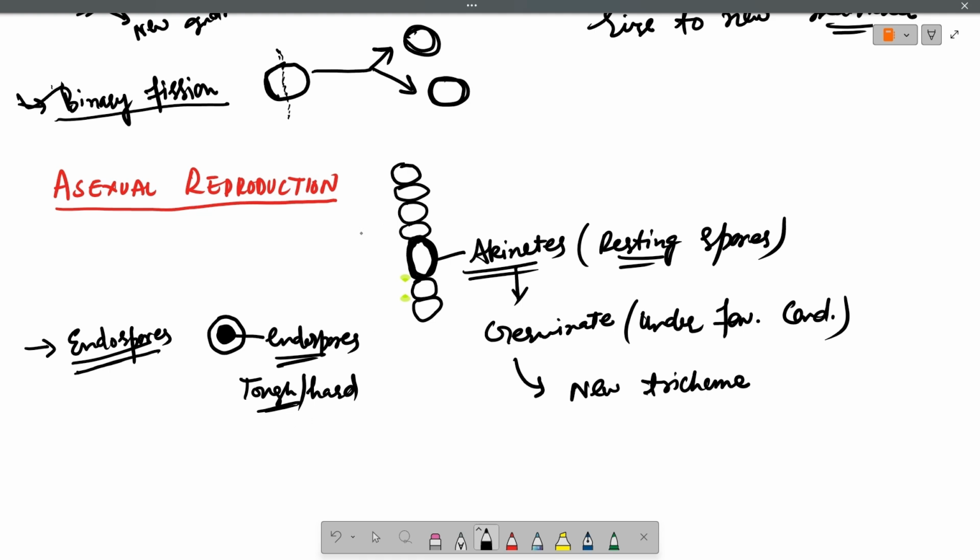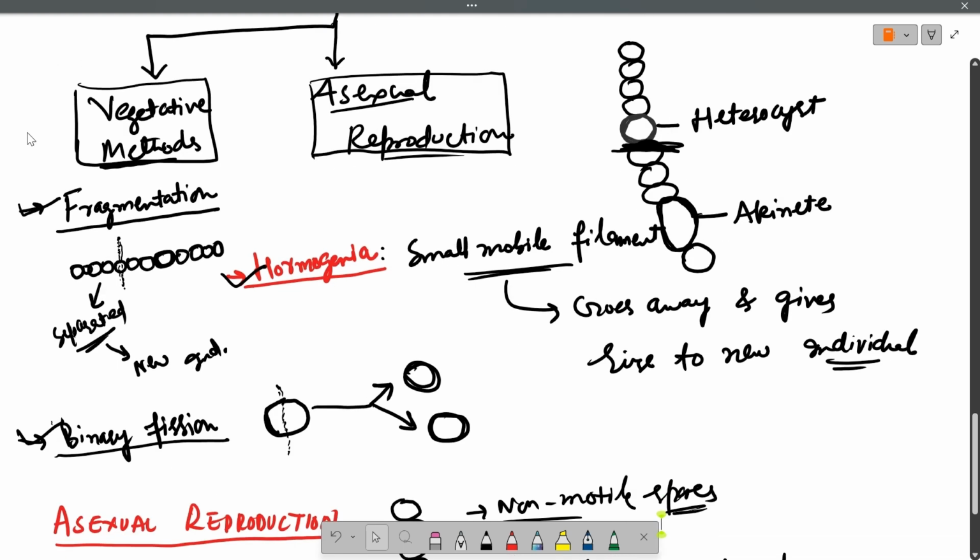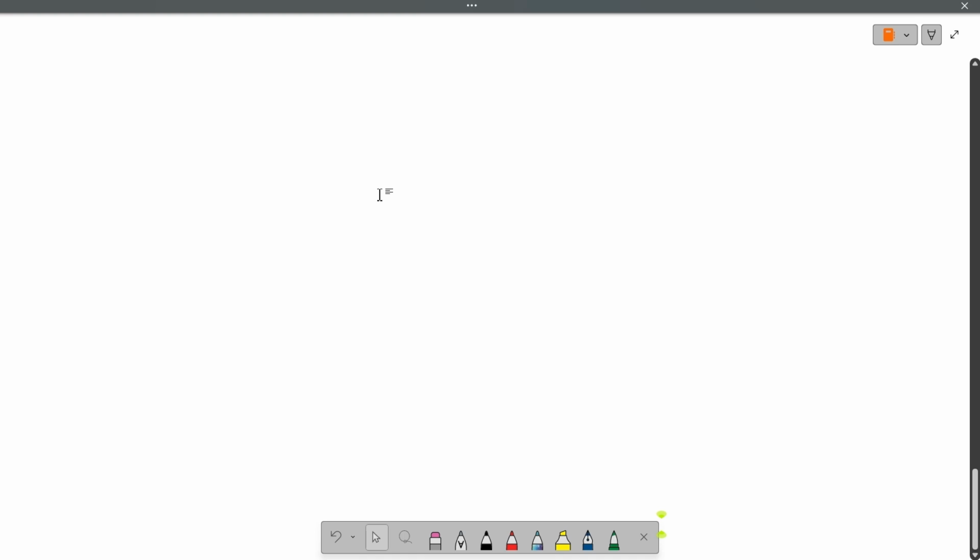So these are the spores, but you should remember that these are non-motile spores. That means the cyanobacteria have non-motile spores. That means there is no flagella on these spores, which is found in some green algae. So this is about reproduction of these, and as I said, there is no sexual reproduction, and they reproduce by vegetative and asexual methods.